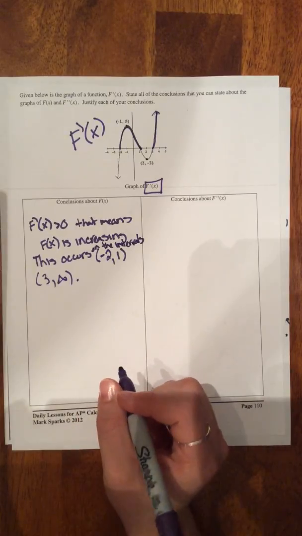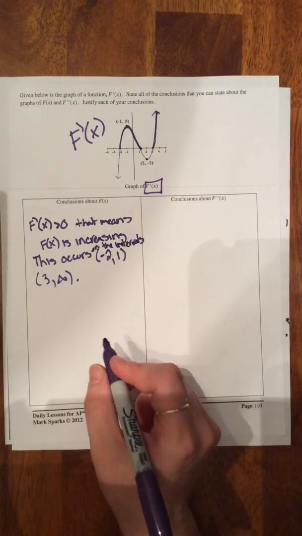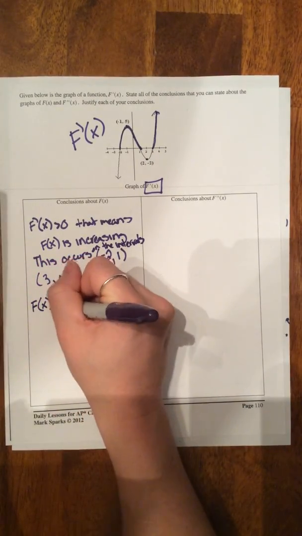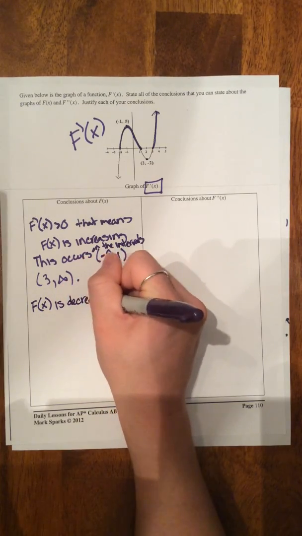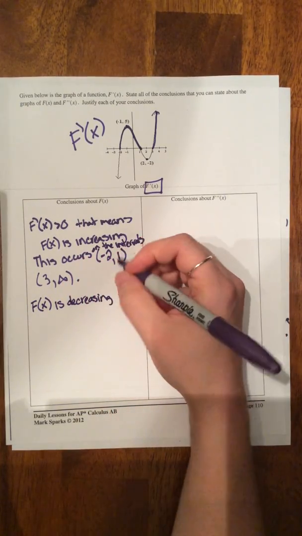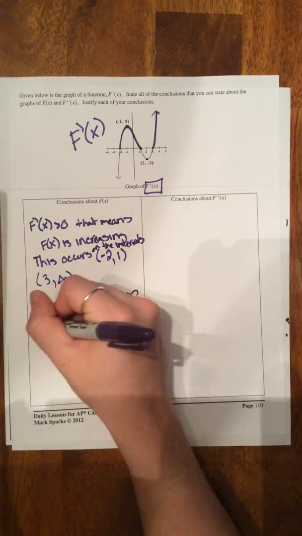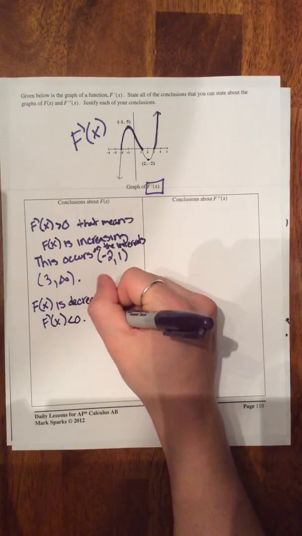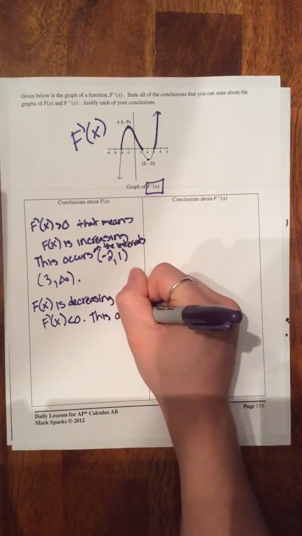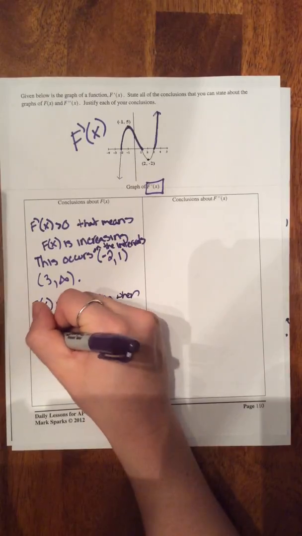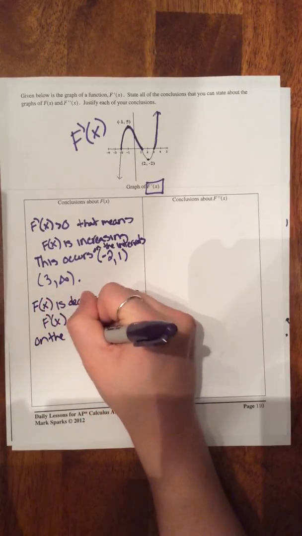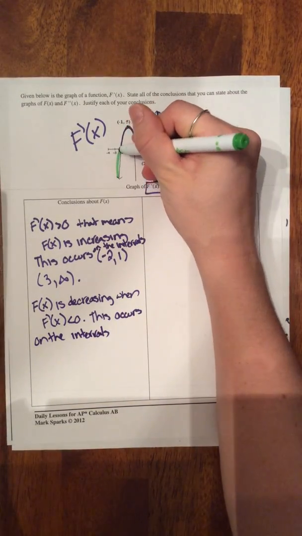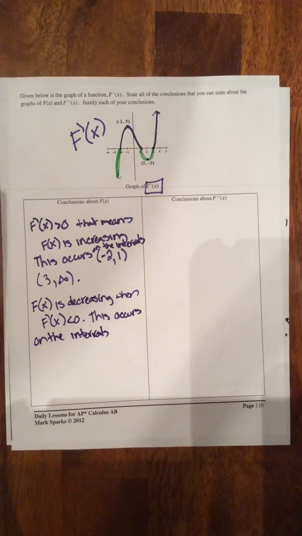Then I also want to know, okay, so I've got f of x, and I'll word this one a little bit better, f of x is decreasing when f prime of x is less than 0. And this occurs on the intervals. Negative infinity to -2, and then 1 to 3.